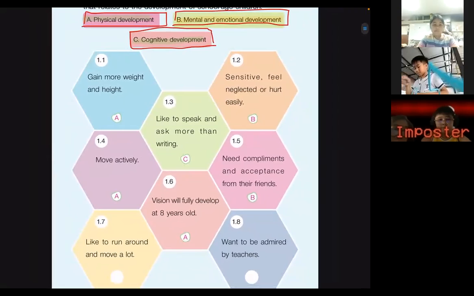1.7. You like to run around and move. That would be A, physical, because you're doing a lot of active stuff. And the last one, you want to be admired. You want to be loved by the teacher. That would be a B. Okay, that's your mental and emotional development. Should give you 10 seconds before we move on.